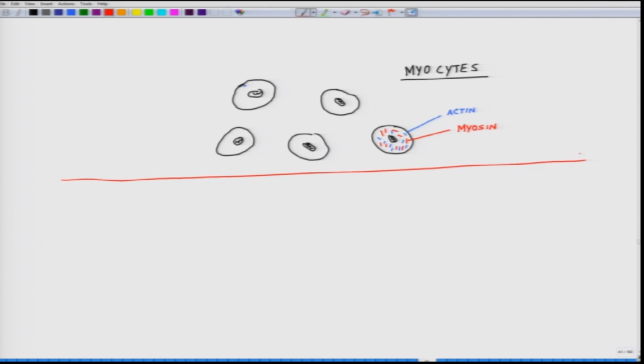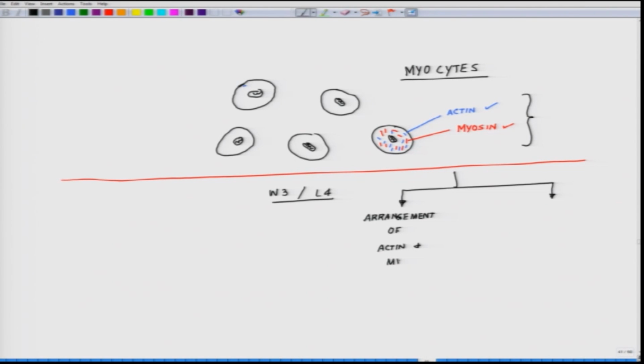If you remember, I told you, you have these actins and the myosins which are present there, right. So, today we are starting week 3 lecture 4. Let us pick up the story from where we left in the last class. Today we will be talking about two aspects. One aspect is the arrangement of actin and myosin filaments.